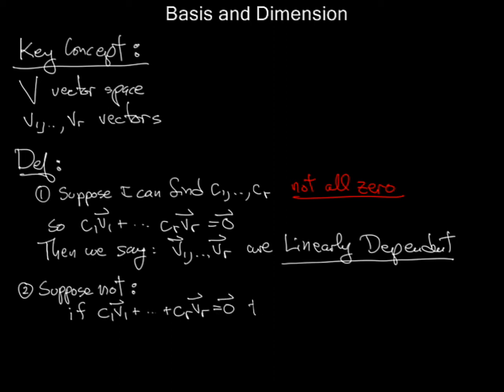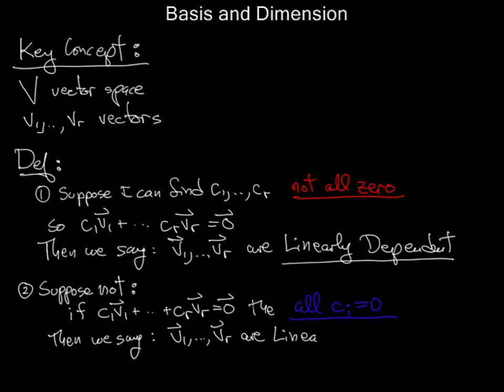Suppose I have an expression like this. c1 times v1 and so on, the linear combination of these vectors, is 0. And suppose the only way I could do this is if all of the ci's are 0. Obviously, if all the ci's are 0, it makes this true, but if that's the only way to make it true, then it's the opposite case, and these vectors are said to be linearly independent. Okay, so I suggest you pause the video here and think about this a little bit before we go on. These are important concepts.